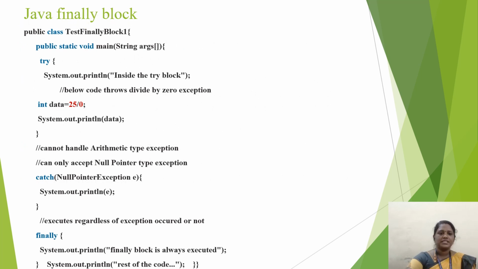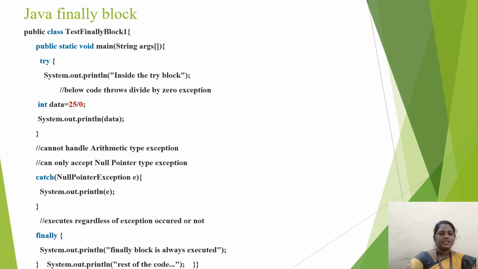This is an example of using the Java finally block. We already know that the program begins in the main method, so we have to place the exceptions in the try block. Here try is a keyword. We place the arithmetic exception, like integer data equal to 25 divided by 0, in the try block. These exceptions can be caught by the catch block. But in this example, we place the exception as a null pointer exception, though the original exception is an arithmetic exception.